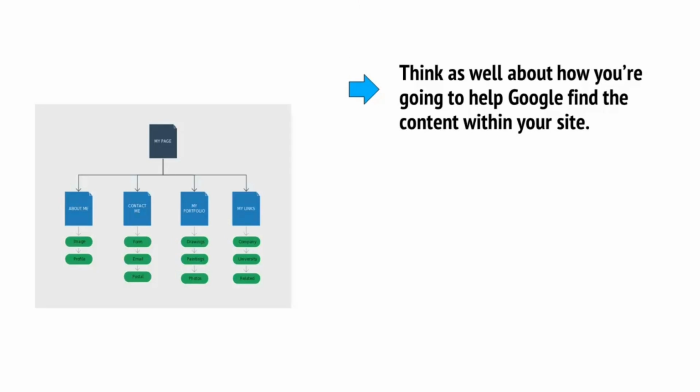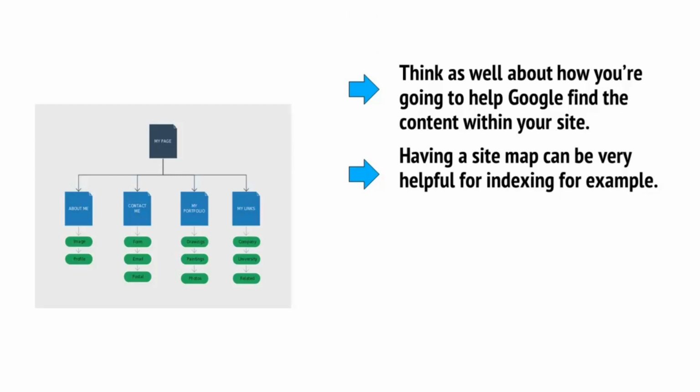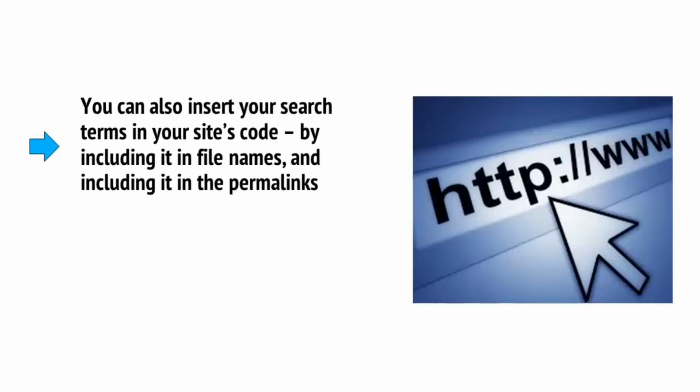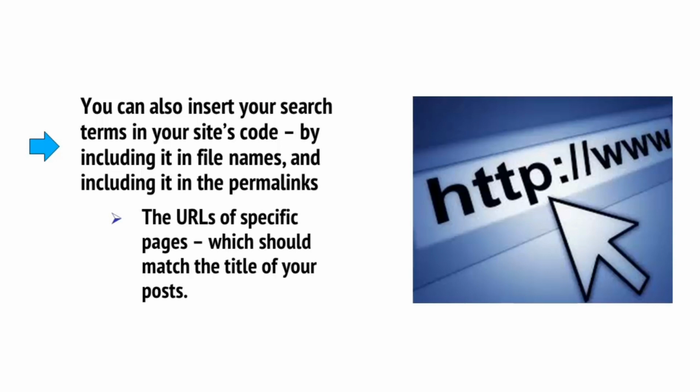Think as well about how you're going to help Google find the content within your site. Having a sitemap can be very helpful for indexing, for example. And you need to avoid using images that have text in them and definitely avoid the use of Adobe Flash, seeing as Google is unable to read that type of copy. You can also insert your search terms into your site code by including them in file names, the file name of an image, for example, and including it in the permalinks. Now, these are the URLs of specific pages, which should match the title of your posts.